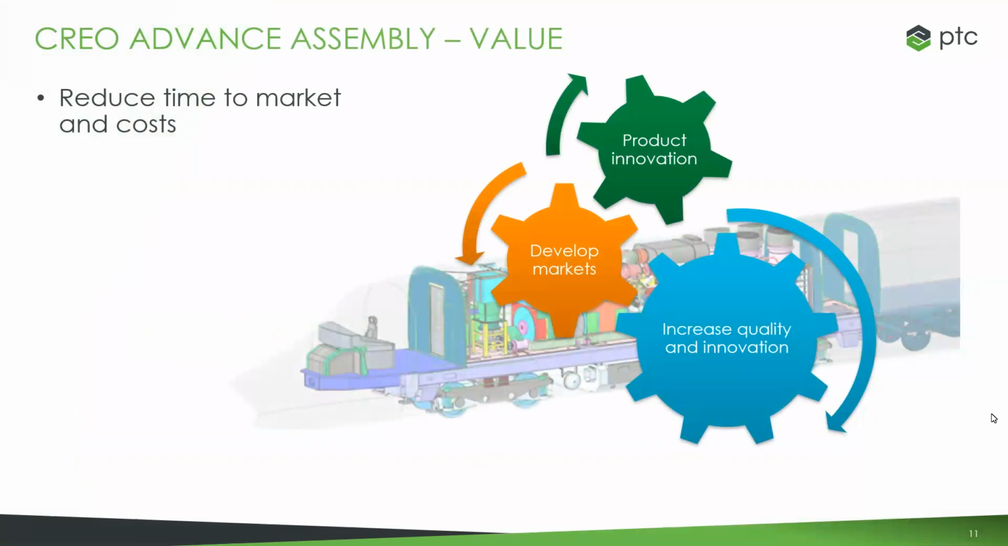Sounds good. All right, so I just wanted to finish this off, just summarizing some value that Advanced Assembly can provide you. So it's all about improving your company's work. Specifically, it starts with reducing time to market. If you can all work together in a streamlined product development system, you're going to get products to the market faster, much faster. They're going to be better quality.